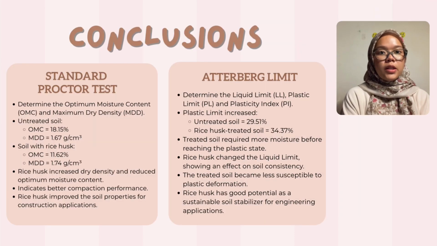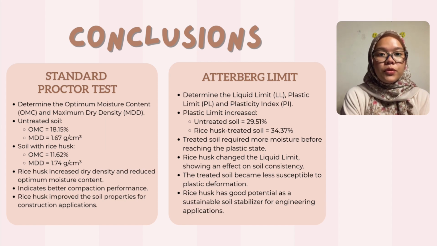In conclusion, the standard proctor test showed that adding rice husk increased the maximum dry density and reduced the optimum moisture content, which indicates better soil compaction. For the attribute limit test, the addition of rice husk increased the plastic limit and changed the liquid limit, showing that the soil consistency had improved.